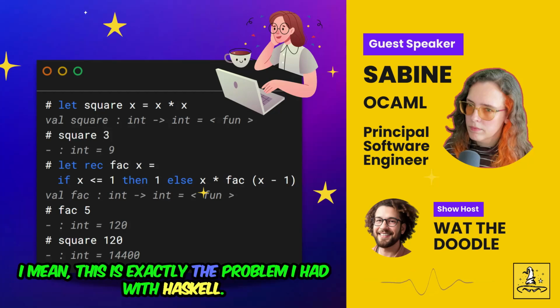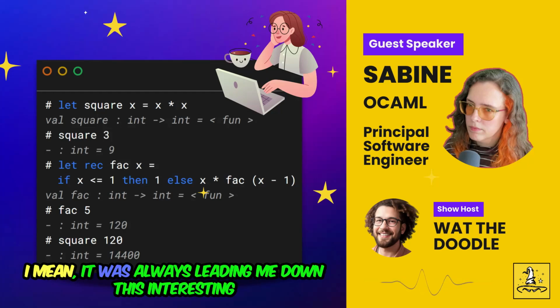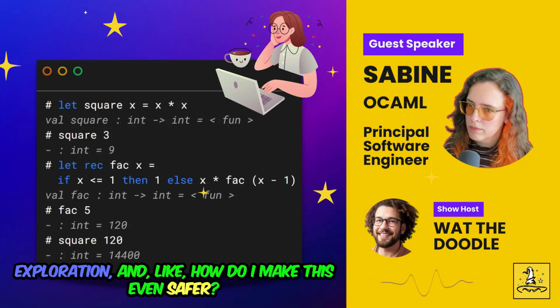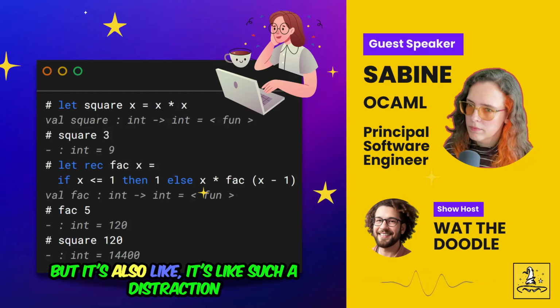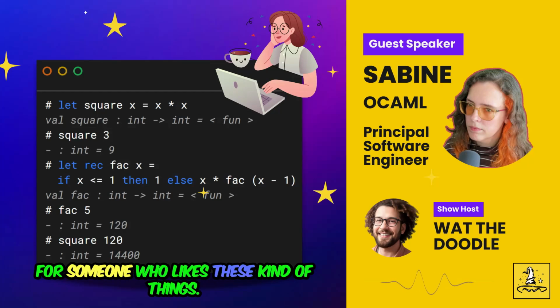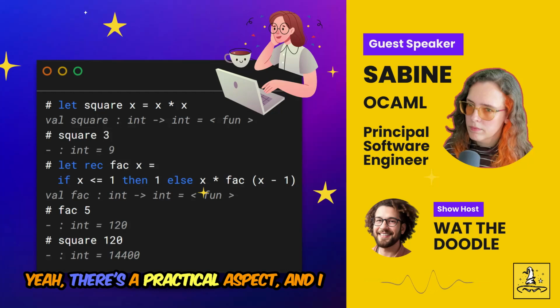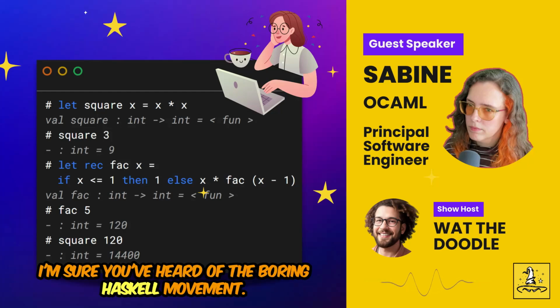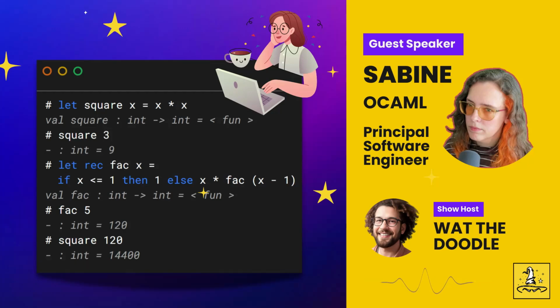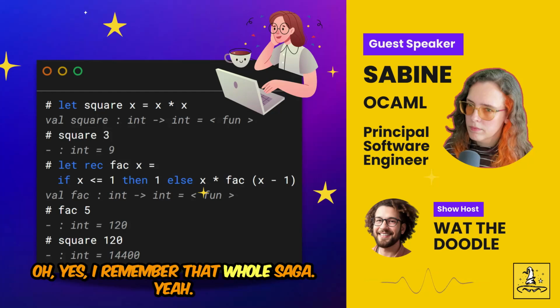This is exactly the problem I had with Haskell. It was always leading me down these interesting explorations, like, how do I make this even safer? And you would build so much in the type system. It's amazing, but it's also such a distraction for someone who likes these kinds of things. Yeah, there's a practical aspect. Then there was this whole boring Haskell movement, and Neo Haskell also. Oh yes, I remember that whole saga.